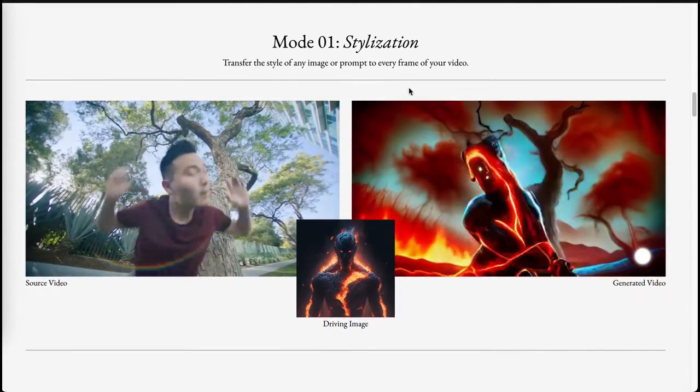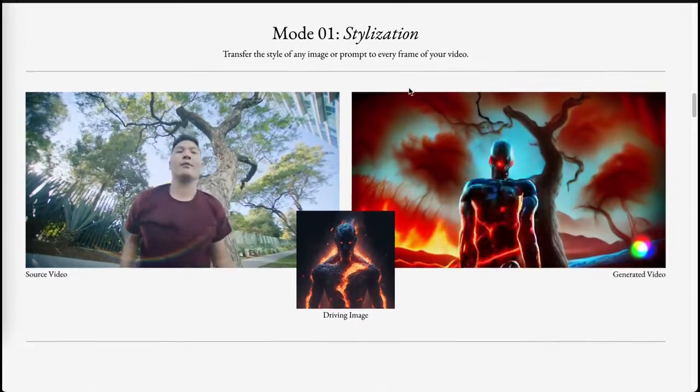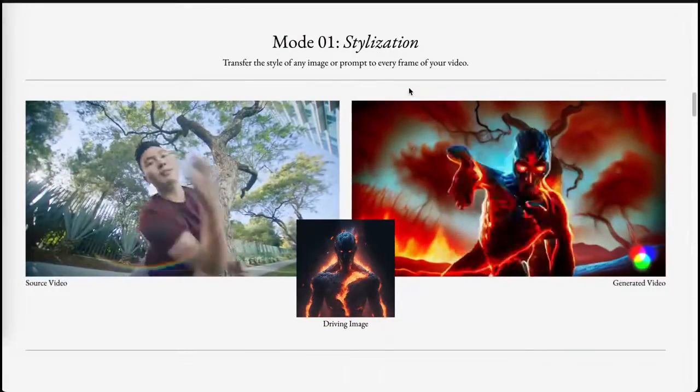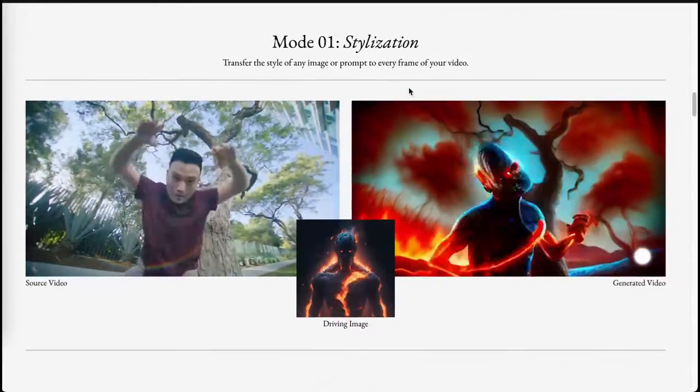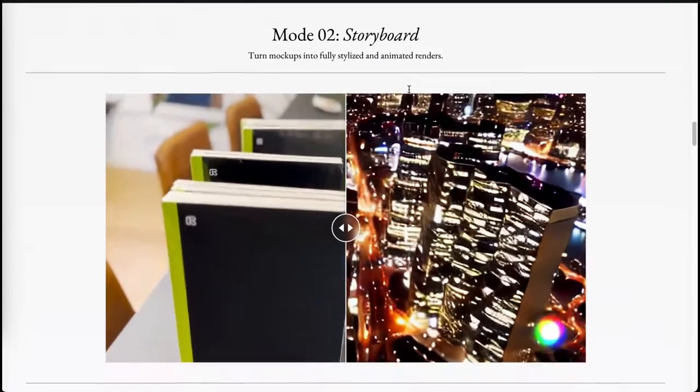The first one is the stylization. In this mode, you can give a photo with a different texture and your video, and it will convert your video into that same texture. Like you can see in this example, there is a man who is converted into some cartoon characters with the same actions. The number 2 is the storyboard.